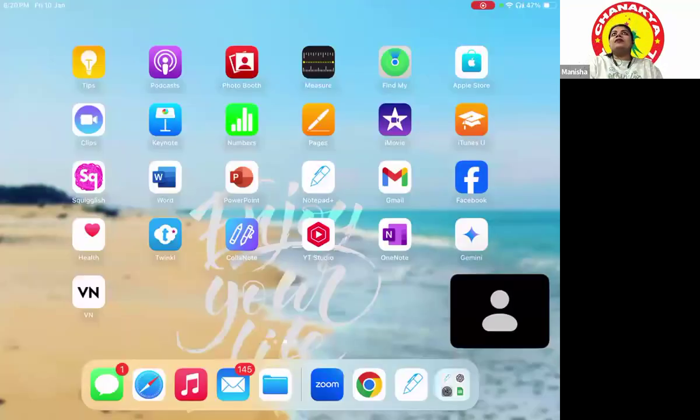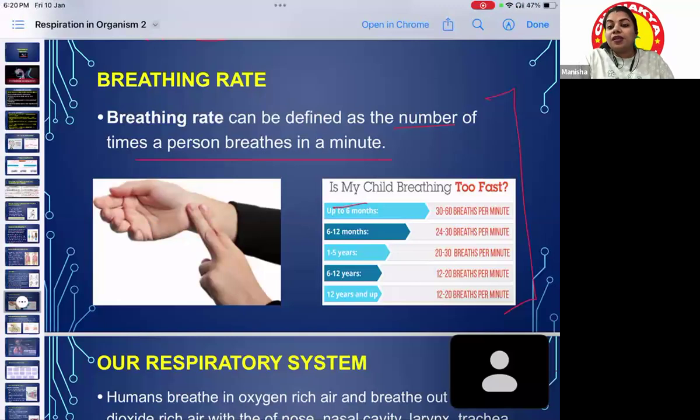So when you do that, you will be finding that 12 to 20 breaths per minute will be there. And there's a difference between the heart rate and the breathing rate, children. When we talk about the heart rate, it will be higher actually. And when we talk about the breathing rate, it will be 12 to 20 breaths per minute. And why are we counting it as only 12 to 20? Because it includes both processes. The inhalation should be there and the exhalation should also be there. So breathing rate can be defined as the number of times a person breathes in a minute.